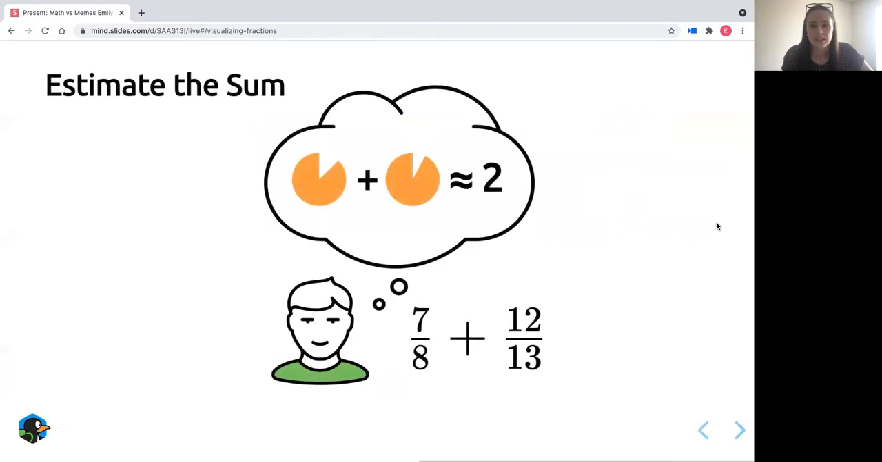We need to build this conceptual understanding so students can visualize that 7/8 plus 12/13 is essentially adding 2 very similar things. So how do we help students estimate and get this understanding of fractions?